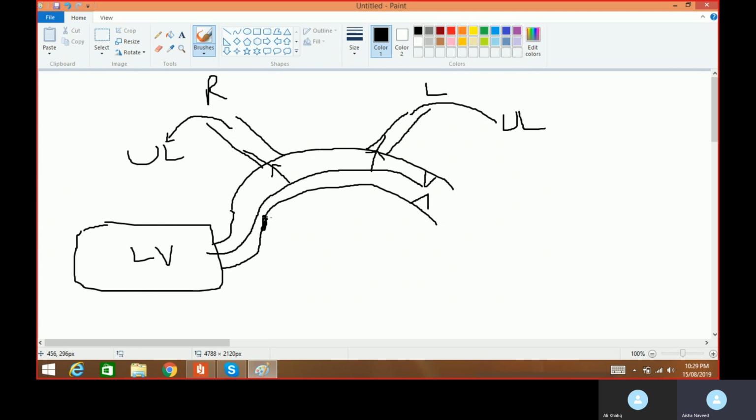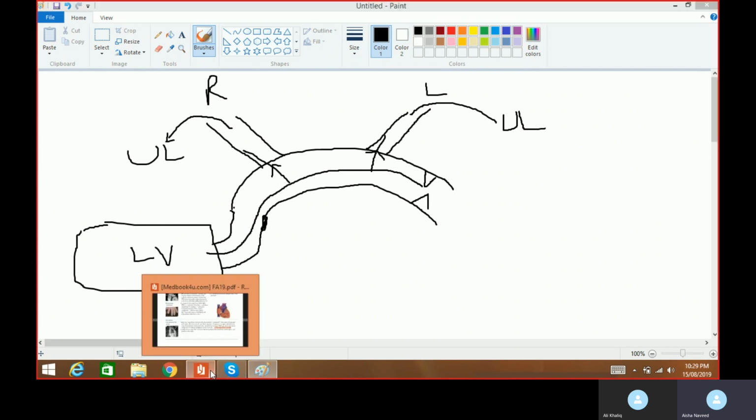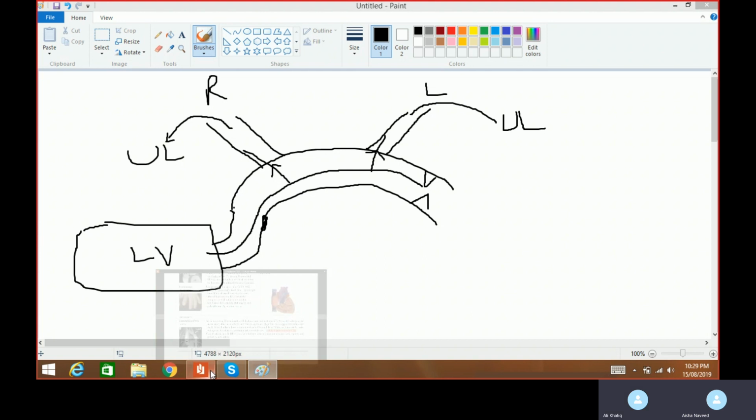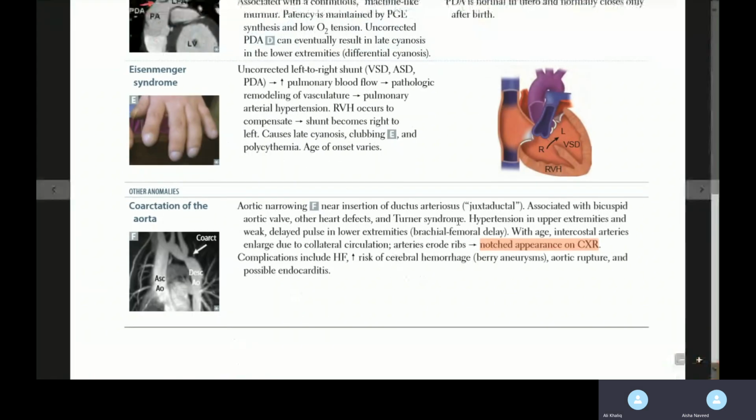There it says endocarditis. I'm not understanding how hypertension causes endocarditis. It's not with the hypertension itself. It's saying possible endocarditis.